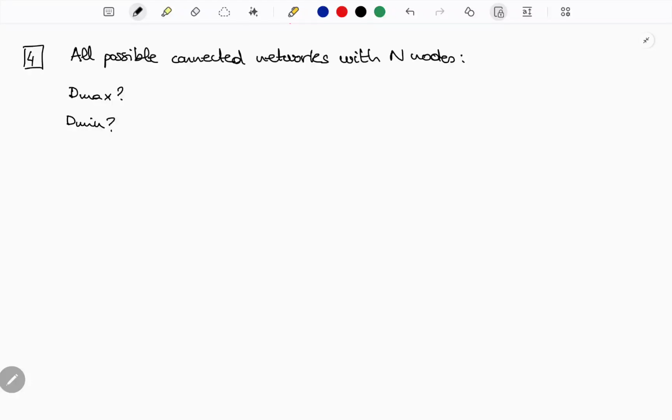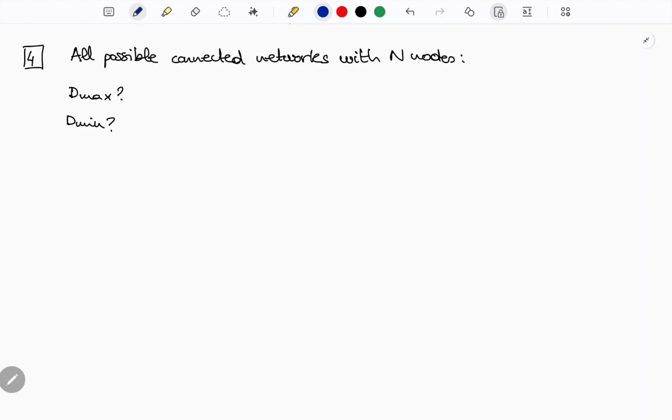Now this is problem 4, exercise 4 of problem set 1. In this exercise, they're asking me, among all possible connected networks with n nodes, what are the values of the largest and the smallest possible diameters, the max and the min, respectively. So from all possible connected networks with n nodes, which is the one that has the maximum diameter and the minimum diameter. That's the idea.